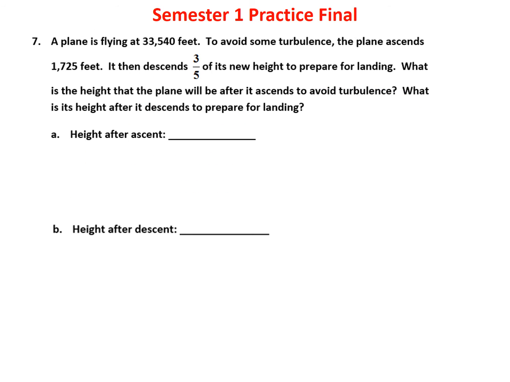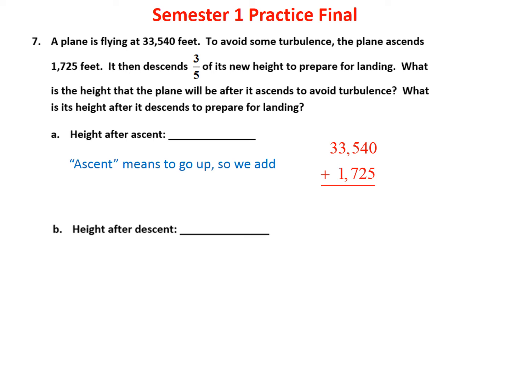Problem number 7 states that a plane is flying at 33,540 feet. To avoid turbulence, the plane ascends 1,725 feet. It then descends 3/5 of its new height to prepare for landing. What is the height that the plane will be after it ascends to avoid turbulence, and what is its height after it descends to prepare for landing? So first of all, we need to understand the words. To ascend or ascent means to go up. That means we're going to add.